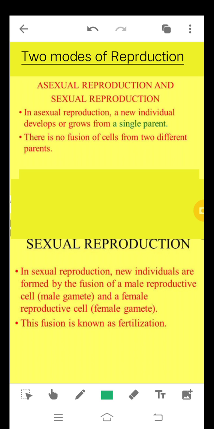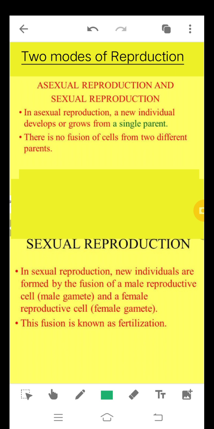There is no male or female parent. Only a single parent, only one organism can give birth to a new organism. So we say that there is only a single parent required for asexual reproduction. So there is no mother or father parent in case of asexual reproduction.